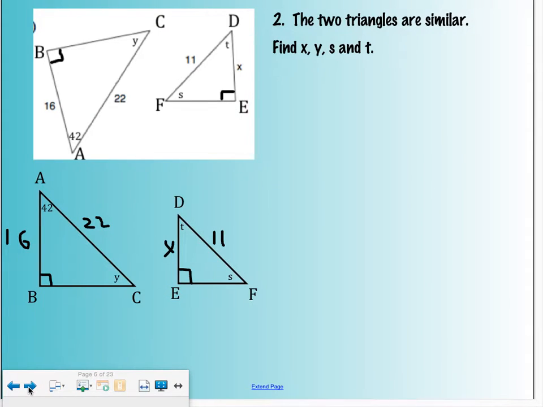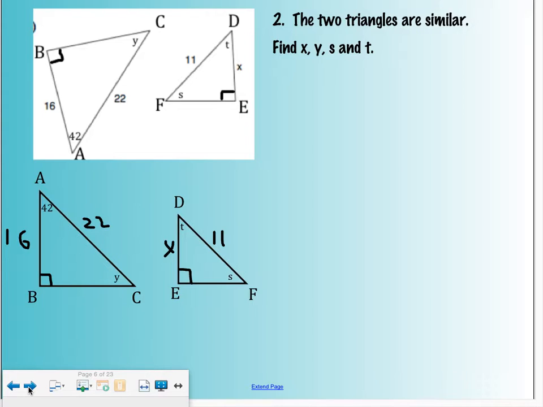So here's another one. If you take a look, you're just given these two triangles, and we want to find x and y and s and t. So s, t, and y are angles and x is a side. The first thing I did is that I rewrote them so they're facing the same way, corresponding sides to corresponding sides. I just think it's easier.